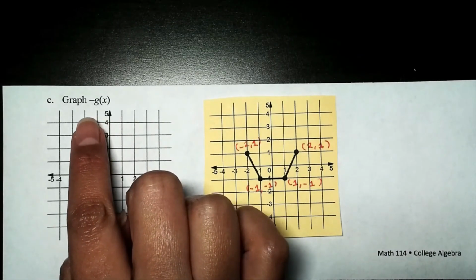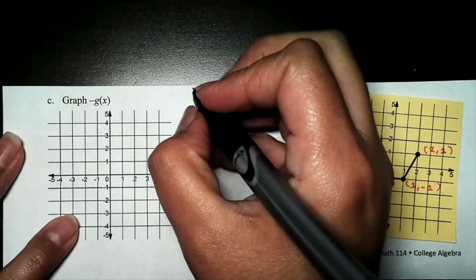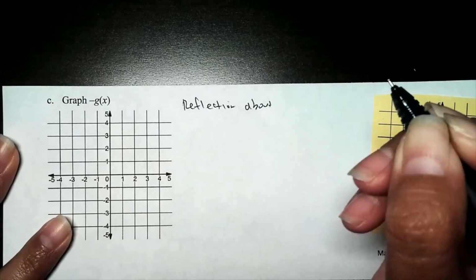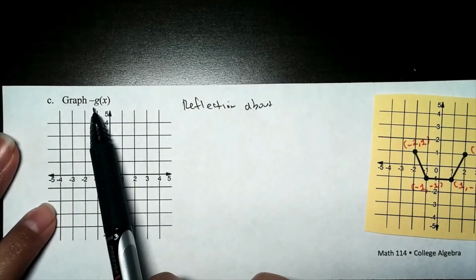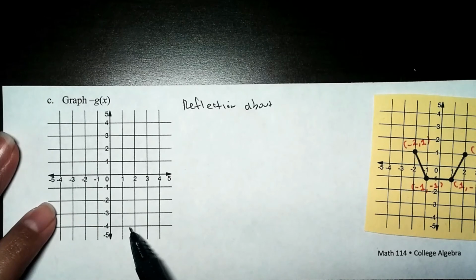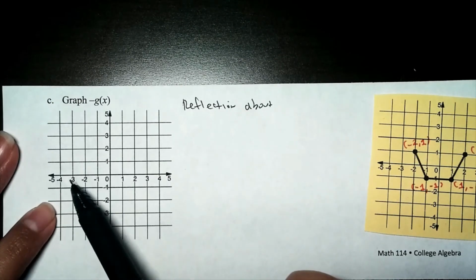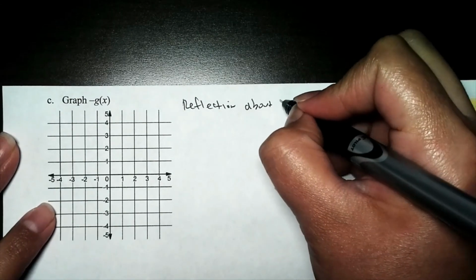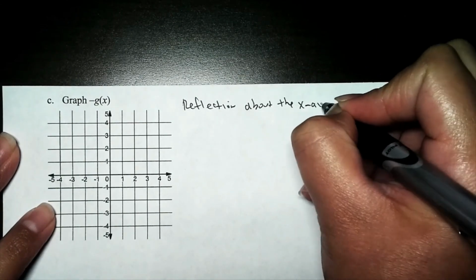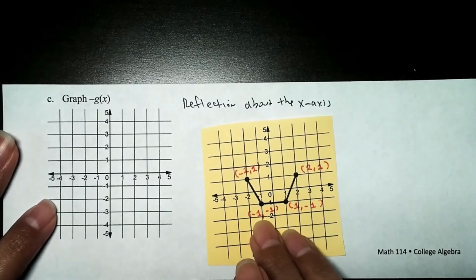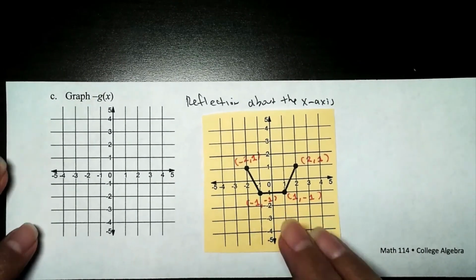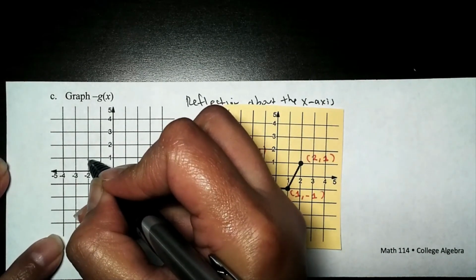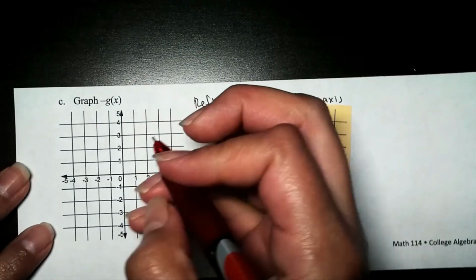All right, I thought this would never end, but finally, problem C. In this case, we have the function and we're multiplying it by a negative. So this is going to be a reflection about some axis. We're going from positive y to negative y. To go from positive y to negative y, we're going to reflect about the horizontal axis, or the x-axis. Reflect about the x-axis. Okay, so let's take those 4 points and reflect them about the x-axis.